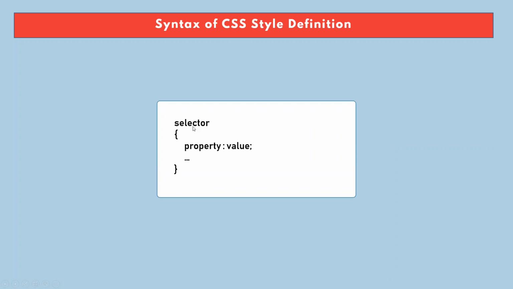First, we have to use a selector in order to select the element. For example, we are selecting a heading, the H1 tag. For that H1 tag, we are applying some style, for example, color green. So we are applying the green color for the heading. Like that, we can apply different properties like font, letter spacing. This is the syntax of the CSS style definition. Let us see this in the program.